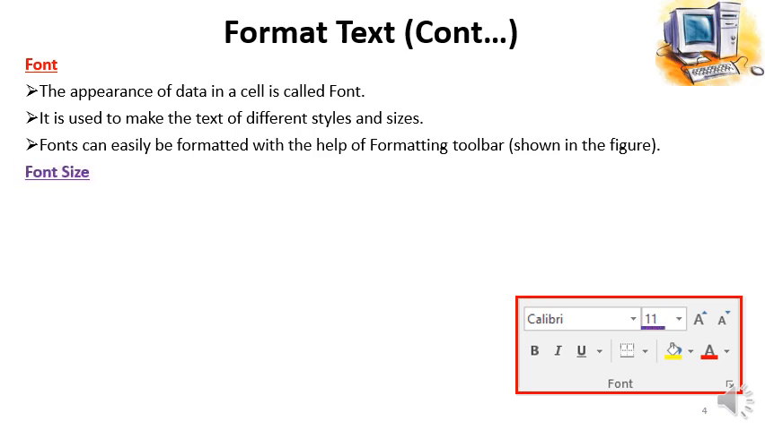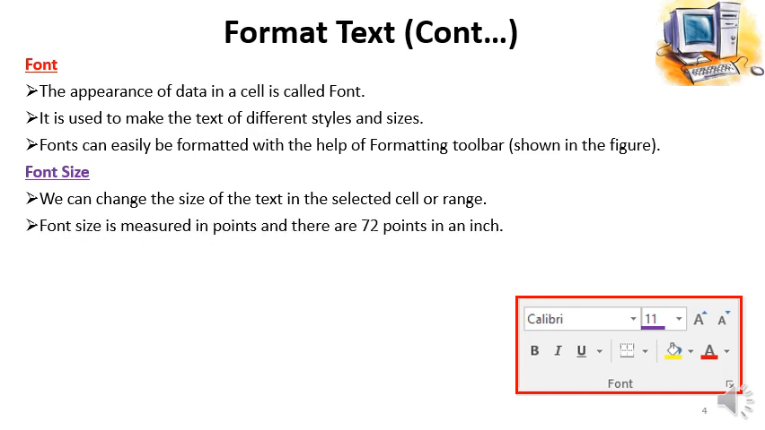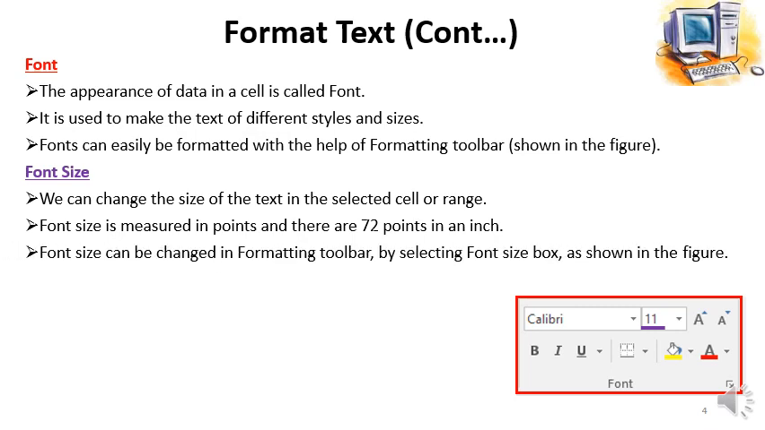Second, we have the font size. We can change the size of the text in the selected cell or range of cells. Font size is measured in points, and there are 72 points in an inch. Font size can be changed in the formatting toolbar by selecting the font size box as shown in the figure.